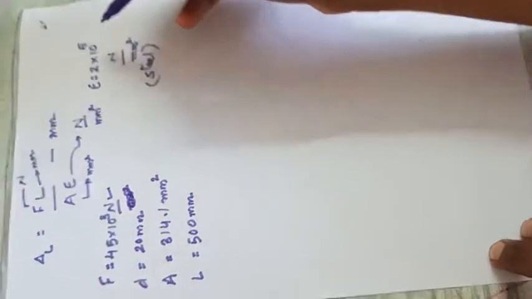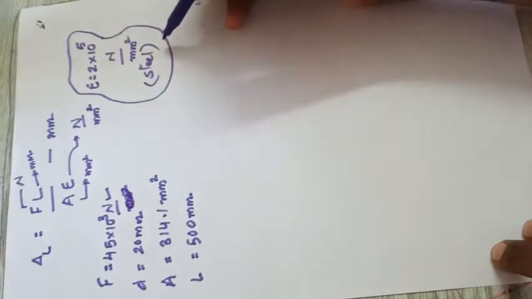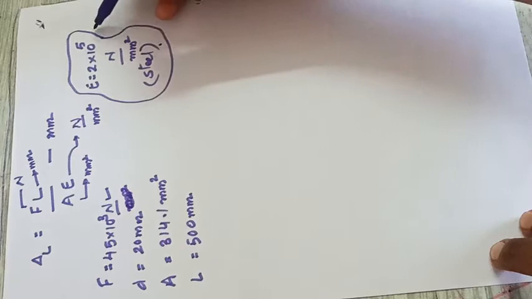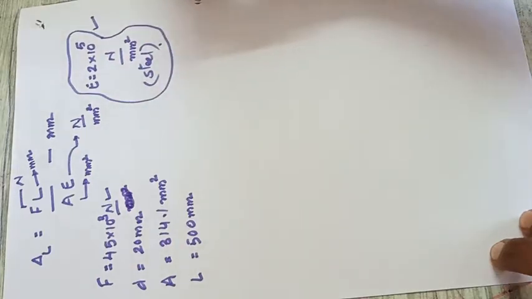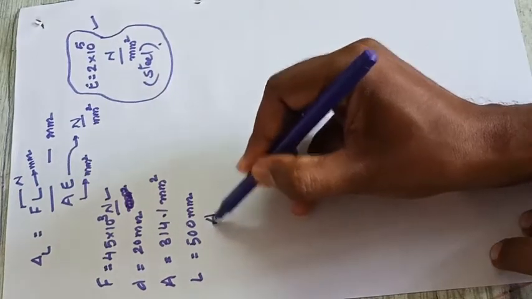So let us consider the Young's modulus of the material. We will assume that it is made up of steel. So for steel, the Young's modulus is 2 into 10 raised to 5 Newton per mm square. Let us substitute all these things in the change in the length.